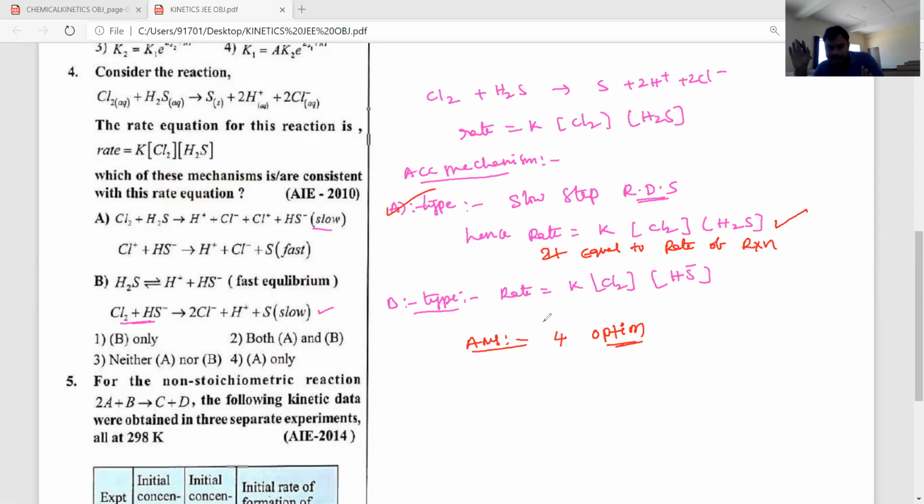In every case, the reaction is going on in two steps, in which the slow step is the rate determining step. In both mechanisms, the slow step is the rate determining step. According to the rate determining step, the rate expression is written, and in the A type of mechanism it exactly matches the above rate expression. That's why the answer is A only. A only is correct, but not B.